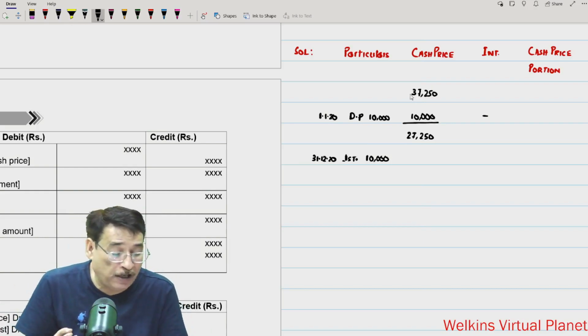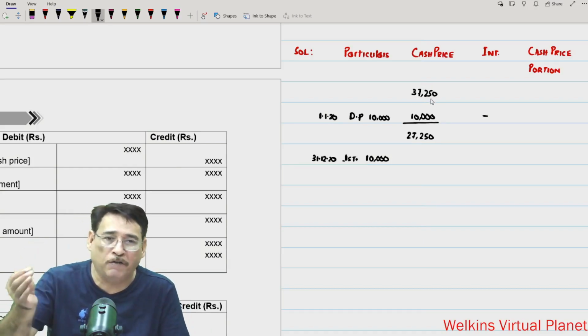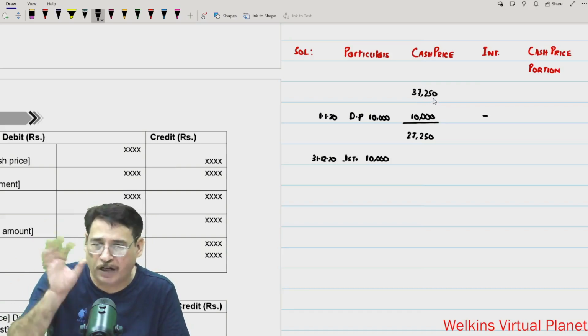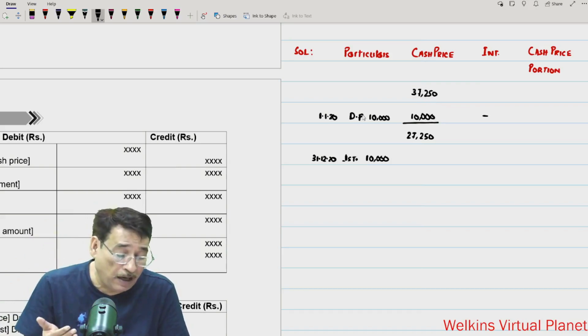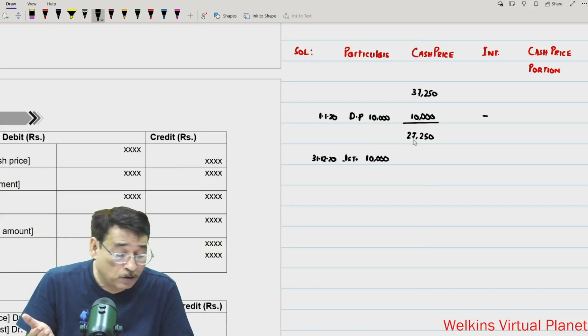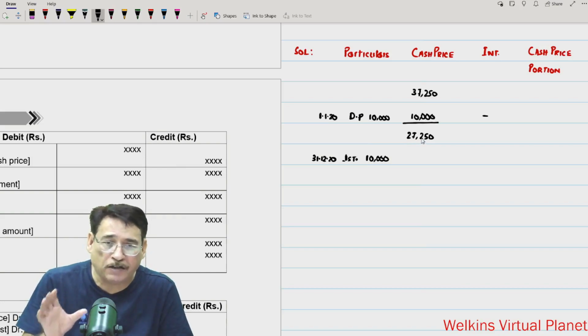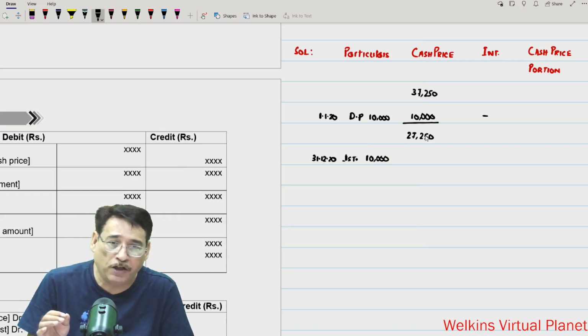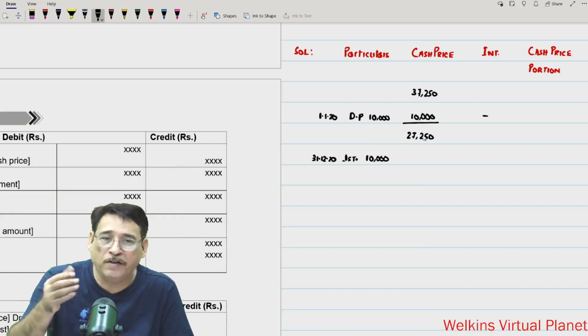Presume for a while that you have taken a loan of 37,250 from a bank at 5%, let us say. And you repay 10,000 on the same day, so no interest will be charged here. So 27,250 is the balance on 1/1/2020. The loan amount is 27,250.